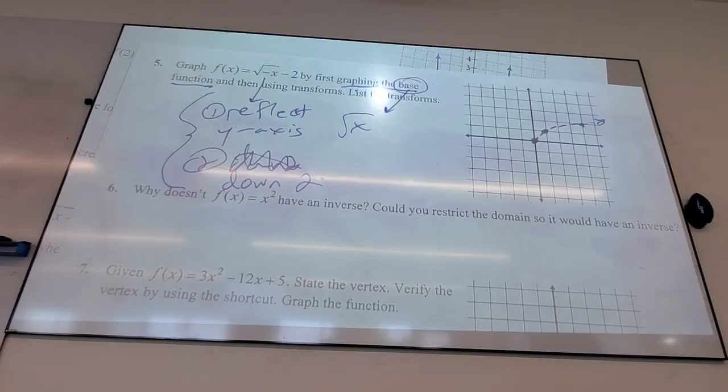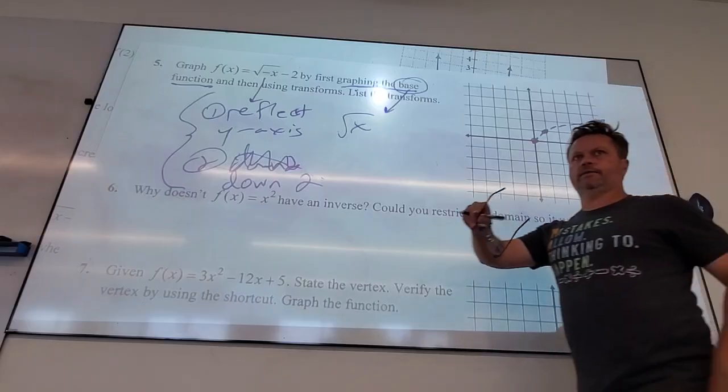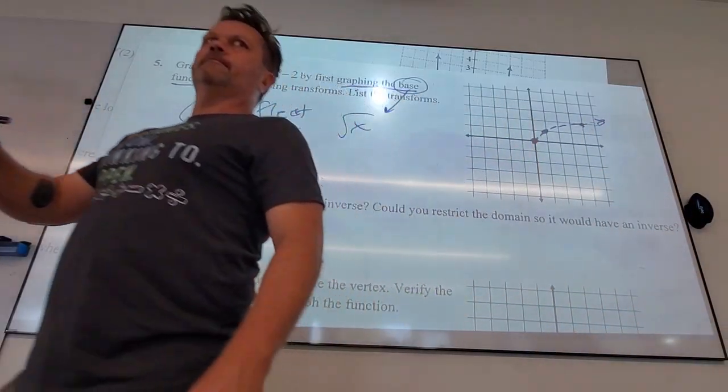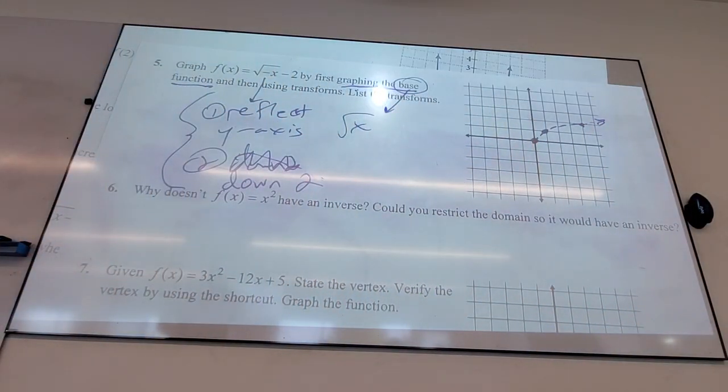So again, you ready for this? If it's inside with the x, it's left and right. So if I see an x minus 2, that means move it right 2. If it's in with the x, it's left and right, because how's the x-axis move? Left and right. If it's outside, if it's not with the x, it's going to go up and down. So the negative is inside with the x.